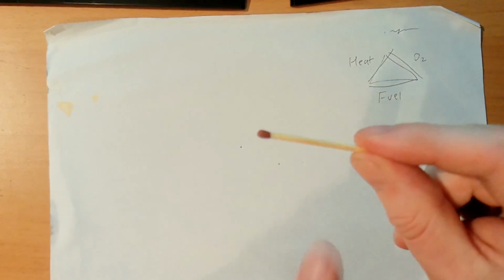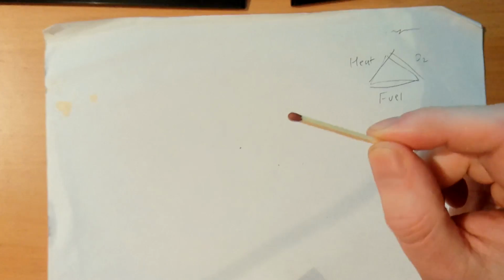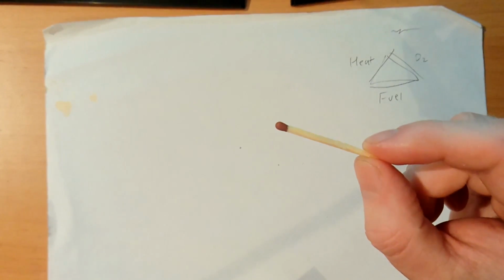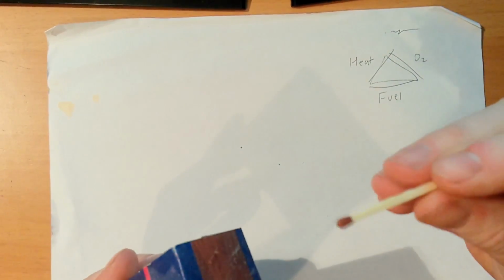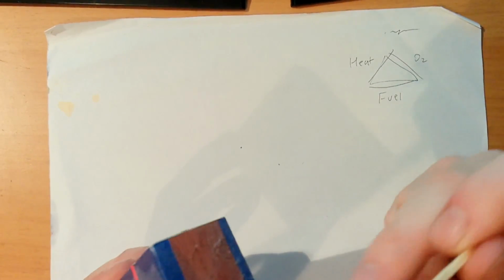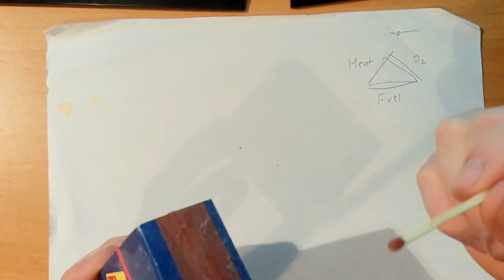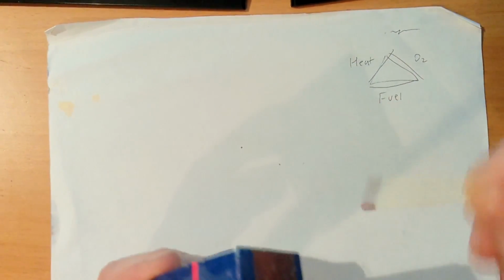The match head, or the match itself, made of wood, it's flammable. The head is a special mixture which is designed to set on fire when you give it a source of heat, which is the friction when you strike it against the sandpaper on the side of the matchbox. And the oxygen naturally comes from the air. When you mix those three things together, there we go.